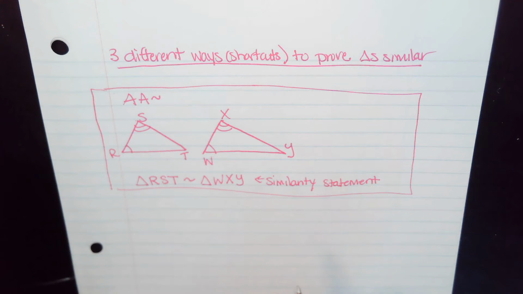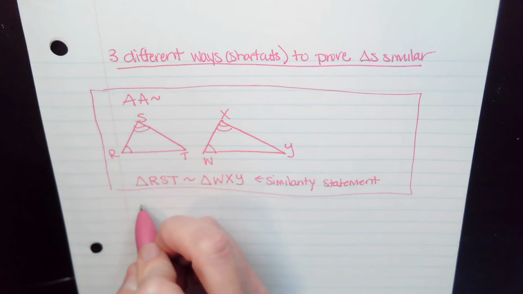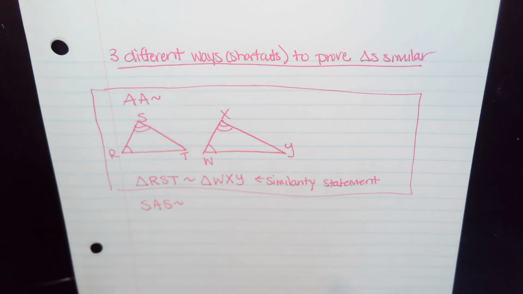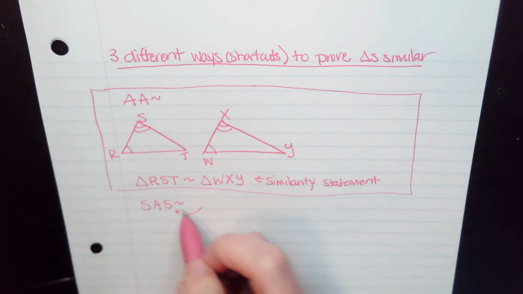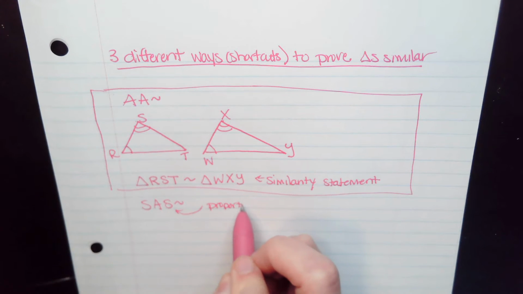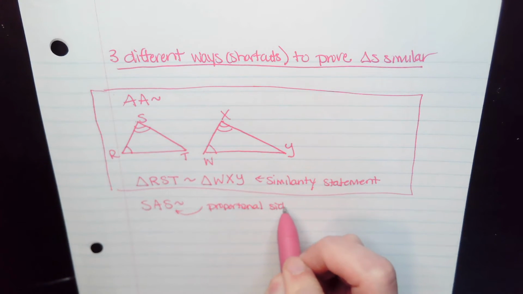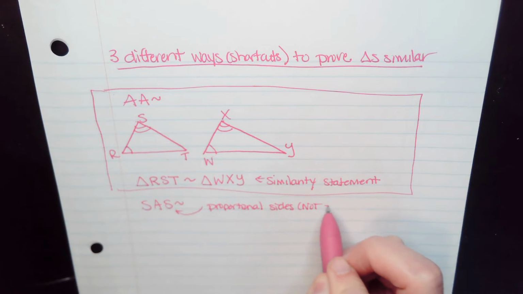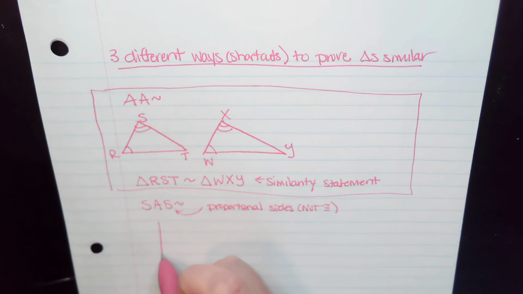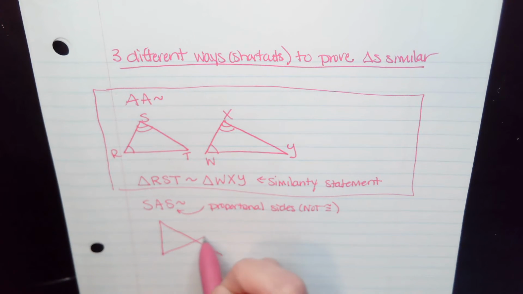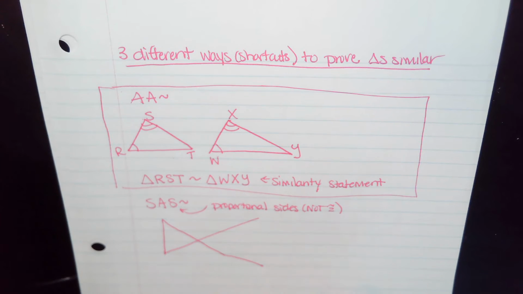Okay, so that's the first way. Second way we're going to talk about is side angle side similarity. So don't confuse this with your side angle side congruency. Side angle side, it's saying that the 2 pairs of sides have to be proportional, not congruent to each other. So that's where it's different than if we had congruency.